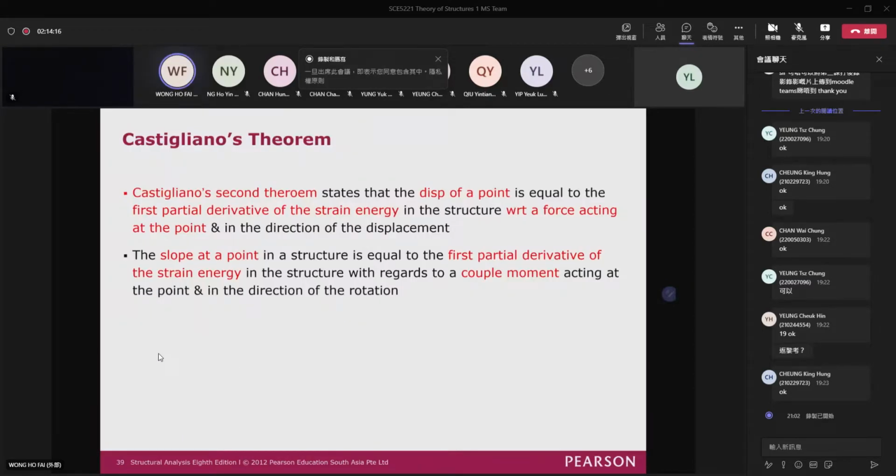And then here is the description for the Castigliano theorem. The Castigliano second theorem states that the displacement of a point is equal to the first derivative of the strain energy in the structure with respect to a force acting at the point and in the direction of the displacement. That means we partially differentiate the strain energy, then it becomes the deflection of a force. And for the slope at the point, it is equal to the first partial derivative of the strain energy of the structure with respect to a moment.